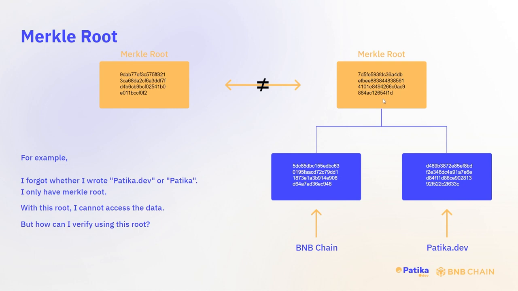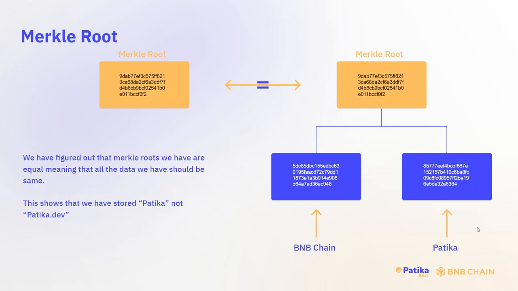Now we have a Merkle root, but I forgot whether I wrote Patika.dev or Patika. I only have my Merkle root. I will first try BNB chain by putting it in the SHA-256 algorithm, and I will get this hash. Then I will put Patika.dev, and I will get this hash. When I get these hashes, I will write them one after the other, and I will get this Merkle root. What I see is that it's not the same as the Merkle root I have in my block header, which is this Merkle root hash, meaning that it's not Patika.dev.